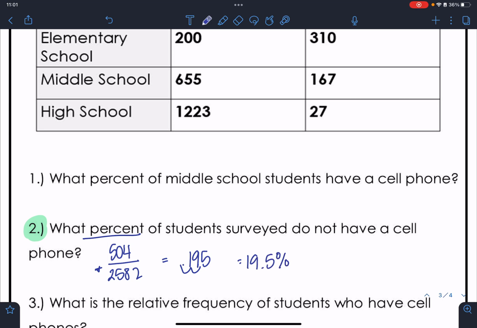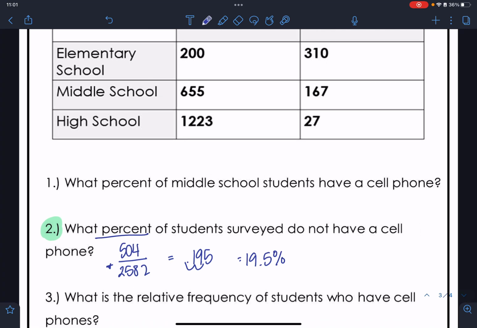Okay? So I want you to finish working on 1, 3, and 4. Really pay attention to those words of are you just finding students or maybe elementary students. Things like that. Okay? So when you're done, let me know.